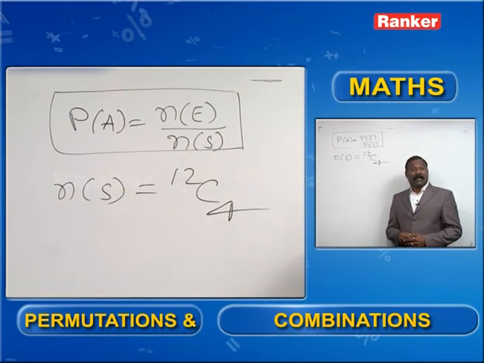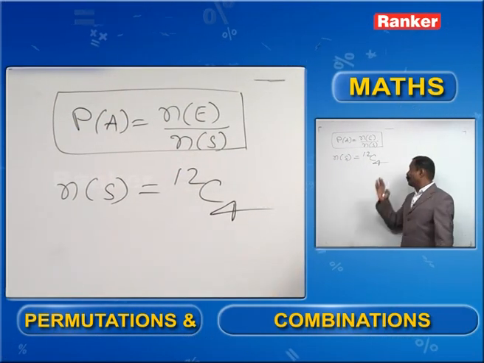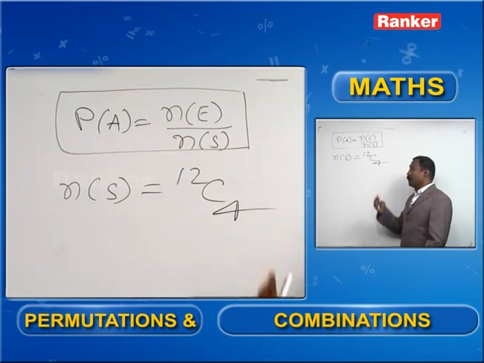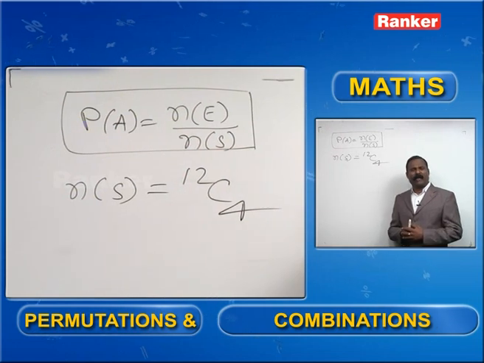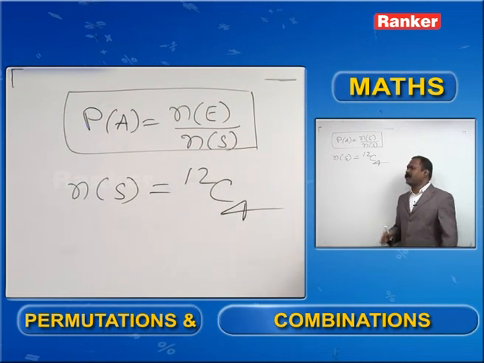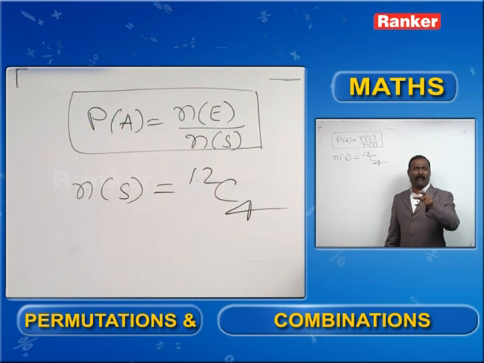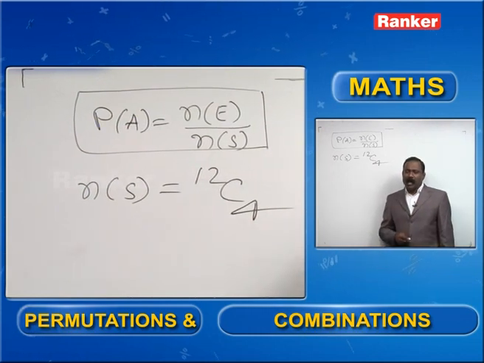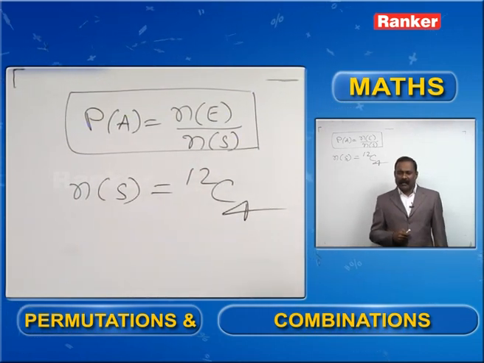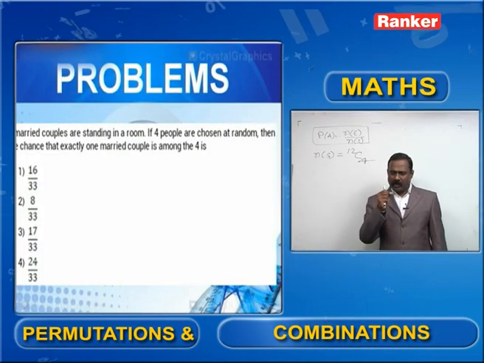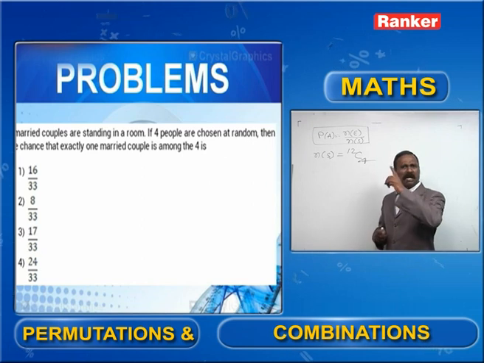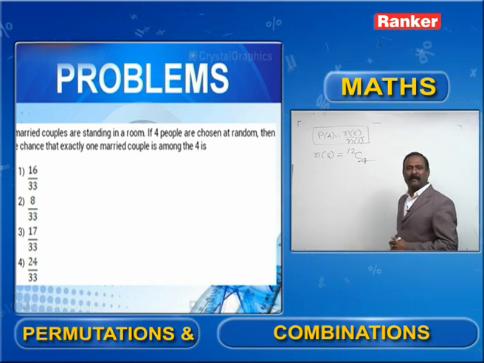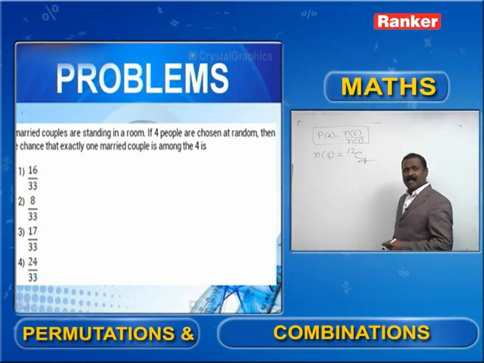12C4 means all the 4 may be males, all the 4 may be females, 2 may be male and 2 female, or 1 male and 3 female. Like that, many combinations may be there. The total number of combinations is 12C4. But what is the restriction given there? Among the 4 people chosen at random, the chance that exactly one married couple is among the 4, you must have only one married couple. So, how many married couples are there? 6 are there.